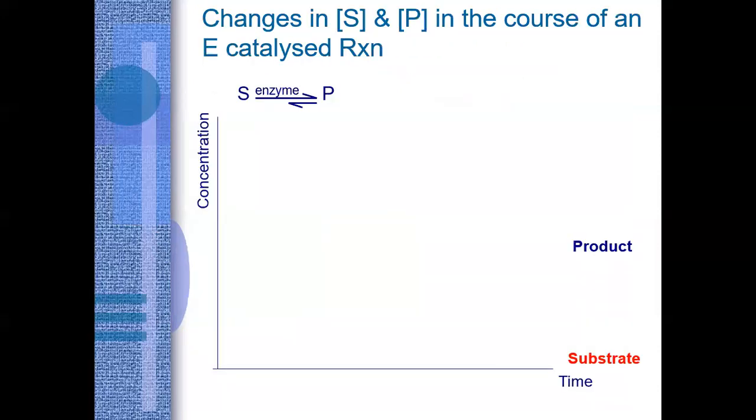Okay, so here we're going to look at what actually happens when a reaction takes place. All right, so when a reaction takes place, my substrate will be converted to product. So you can see that substrate will be converted to product, catalyzed by the enzyme.